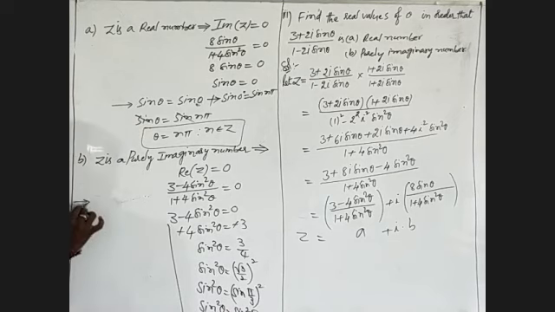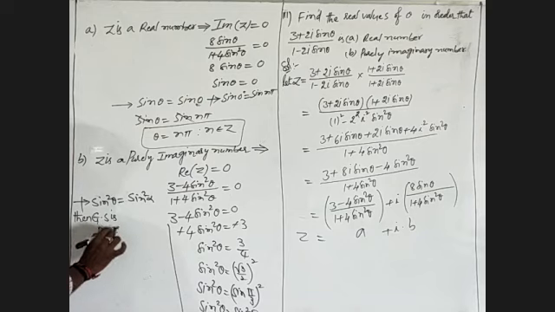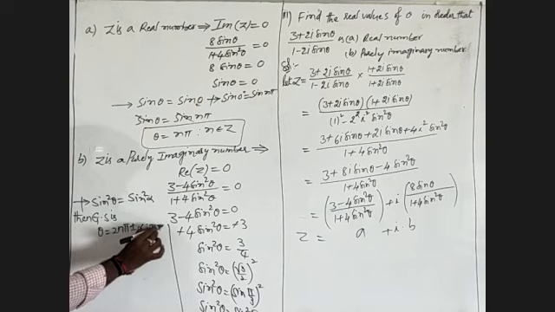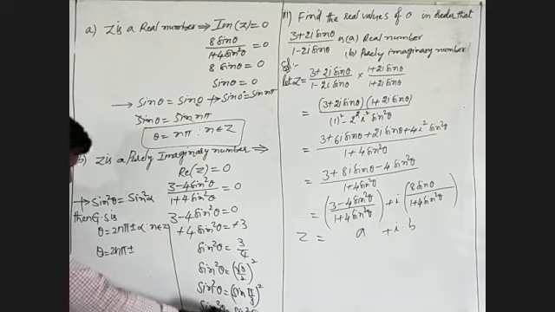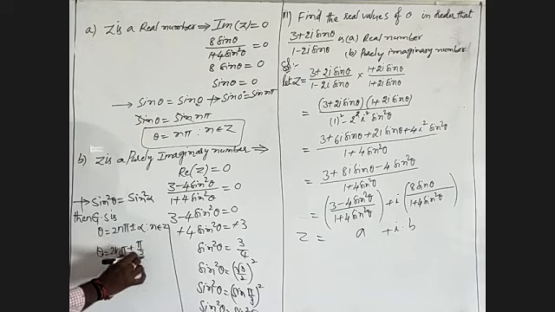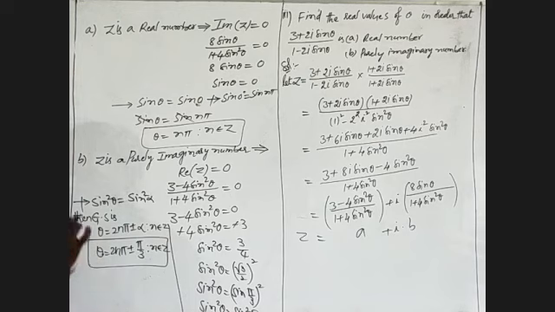There is a formula in first year trigonometric equations: if sin square theta is equal to sin square alpha, then the general solution is theta is equal to n pi plus or minus alpha, where n belongs to Z. Here theta is 2n pi plus or minus alpha, where alpha is pi by 3, n belongs to Z. This is the general solution for the given complex number.